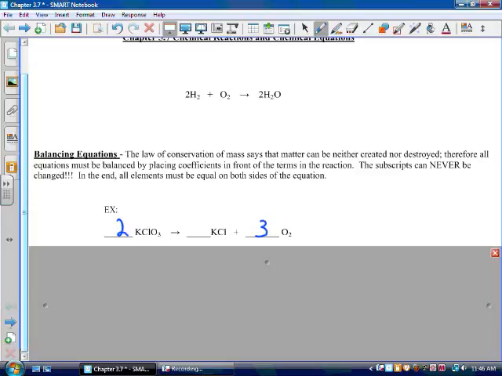In doing so, I have also changed potassium and chlorine, but that is okay because they can be fixed as well. On the left side, I now have 2 times 1 potassium and 2 times 1 chlorine. When a number is in front, it distributes through to everything that is there. Therefore, I have 2 potassiums and 2 chlorines on the left and only 1 on the right. Again, I can fix that by putting a 2 there.